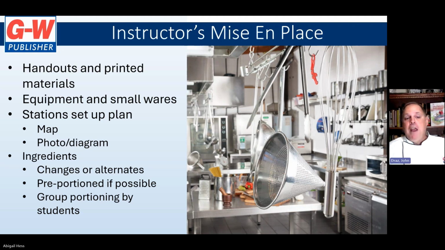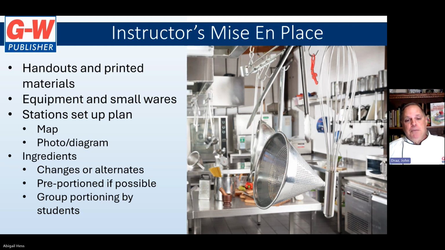Do we have all the equipment or smallwares? We all know that things are continually borrowed from one lab kitchen to the other and don't get put back in place. But before that lab session starts, do you do a walk-through and make sure you've got the right number of bain-maries, the right number of tongs, and whatever smallwares or tools you need?